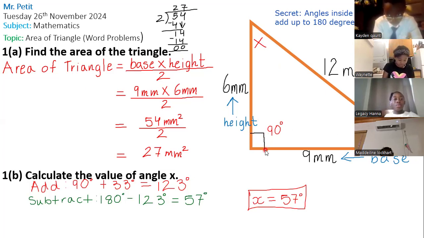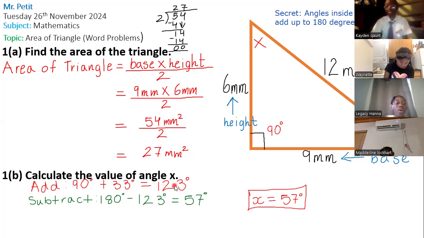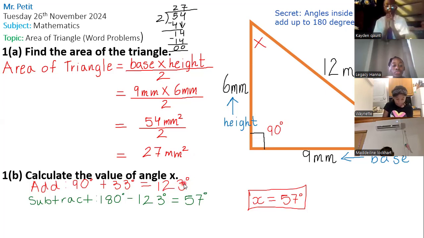And so what we do, we add 90 plus 33. And when we add 90 and 33, we get what? 123 degrees. And then we take away 123 from 180 to get 57.